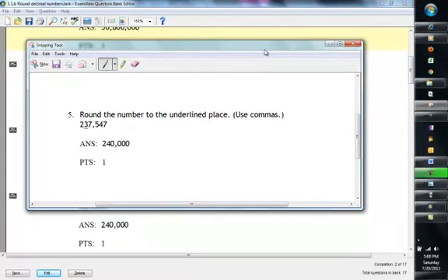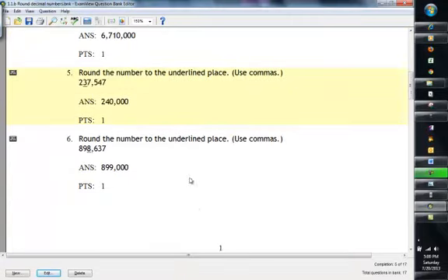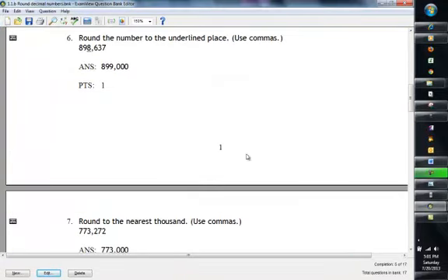Next one. Round to the nearest place here, box or circle the digit, look at the number after it. It's bigger than 5, so we change the 3 to a 4, write everything in front of it the same, write everything after it as zeros.